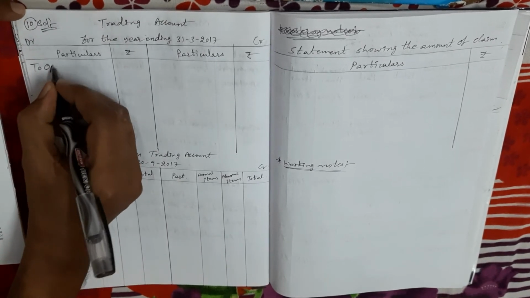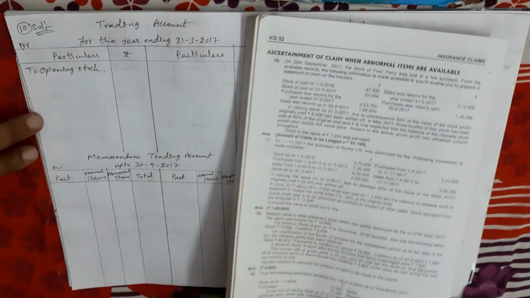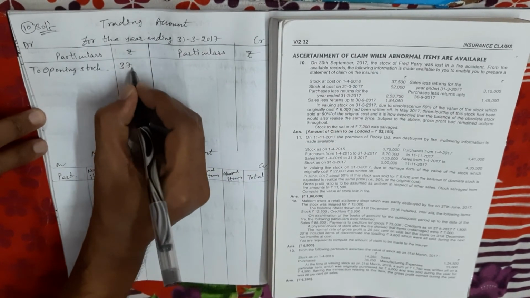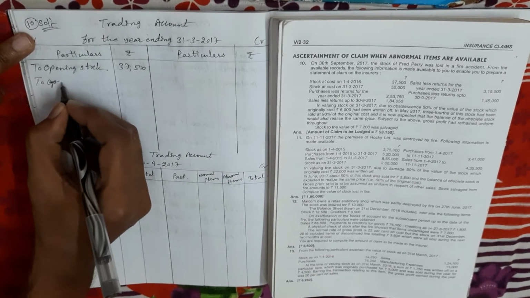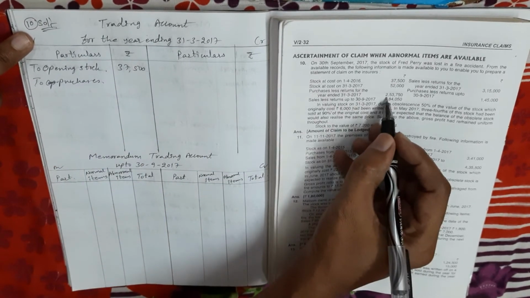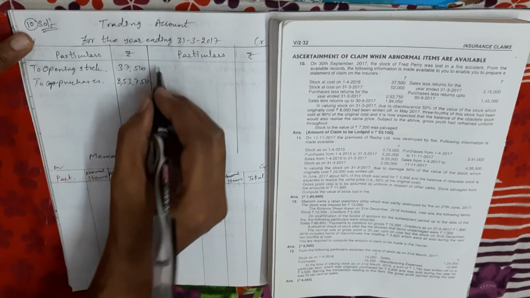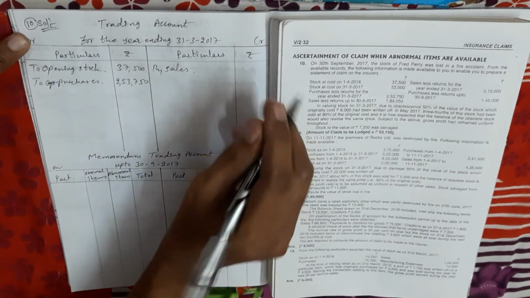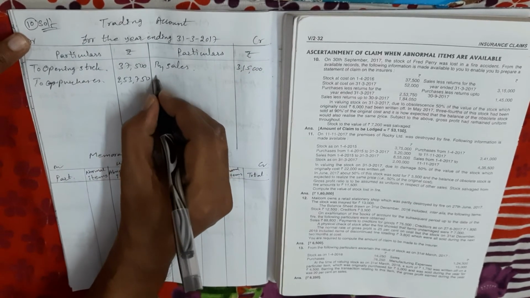The first item, the opening stock. Here last year's opening stock is given as 37,500 rupees. Next, the second item is purchases. Last year's purchase is 2,53,750. Next, on the credit side, sales. The sales amount is 3,15,000. Next, very important, closing stock.